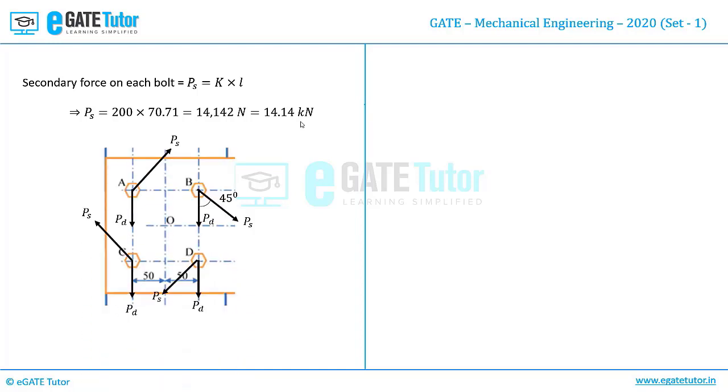Now let us try to understand the direction of loads acting on the 4 bolts. So this is a configuration. PD is the direction of direct load because of the externally applied point load 10 kilonewton. This direct load was obtained as 2.5 kilonewton, and this is the direction of shear load.